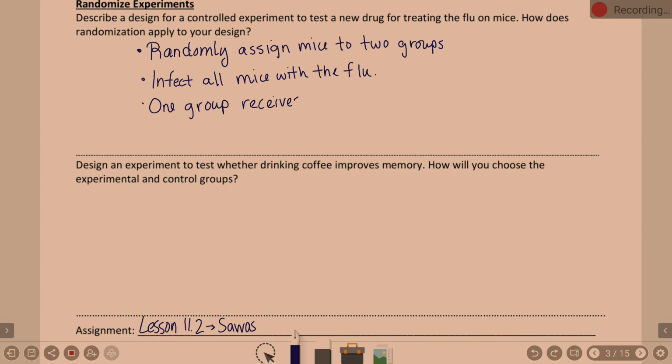One group receives treatment. Other does not. So the group receiving treatment is your experimental. I'm going to put that vocab in. The other group not receiving treatment is your control group.